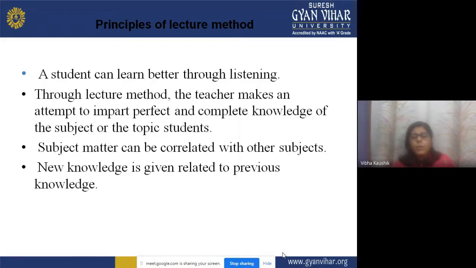Subject matter can be correlated with other subjects. Now, the subject matter which the teacher is teaching can be correlated with other subjects. For example, if I am teaching you economics, then I can correlate economics with commerce and bookkeeping. New knowledge is given related to previous knowledge. Means when the teacher is giving new knowledge to the students, at that time, the teacher can relate that new knowledge with the previous knowledge of the learners.